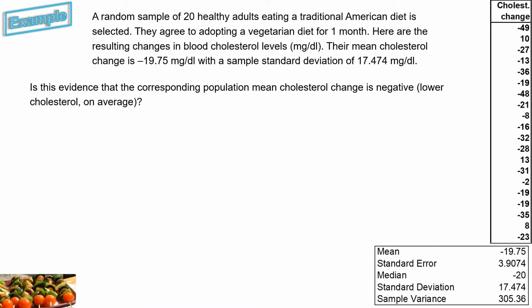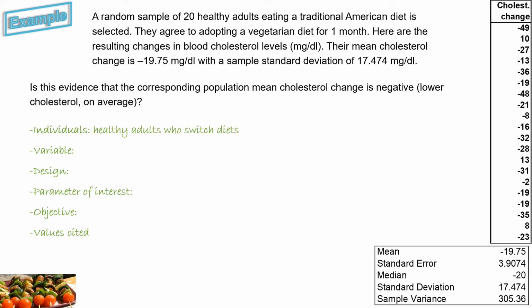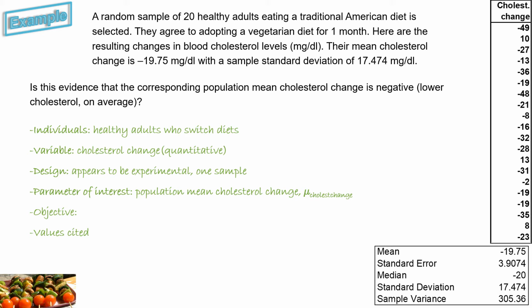Here's an example we've seen before. The individuals are healthy adults who switch from a traditional American diet to a vegetarian diet for 1 month. The variable is the change in cholesterol after switching diet, a quantitative variable. We have just one random sample of 20 individuals, and the parameter of interest is the population mean cholesterol change, which we shall call mu cholesterol change.